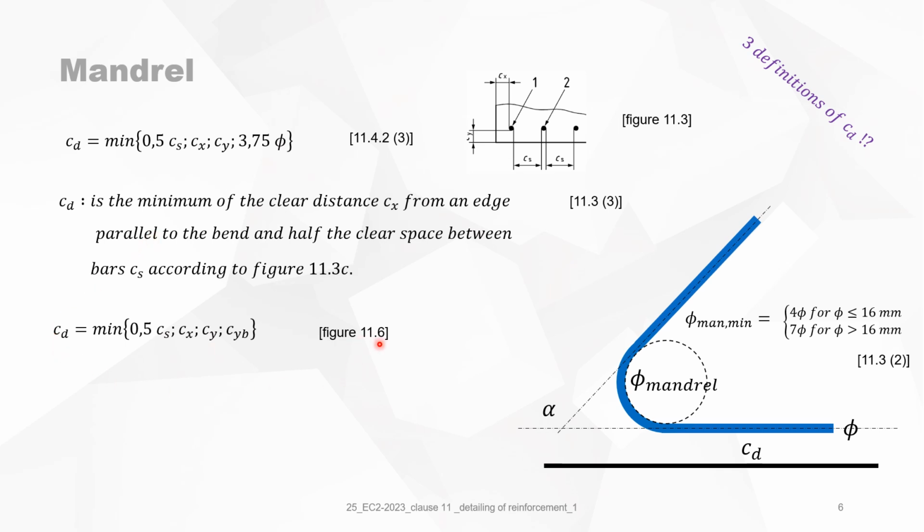On figure 11.6, you have a new definition, which states that CD is the minimum of 0.5 CS, Cx, Cy, that we can see, and Cyb. In figure 11.6, Cyb is this. It's in fact a combination of Cx and Cy. No harm done there. But again, it's different from the definitions in 11.4.2 part 3. Where is the 3.75 phi?